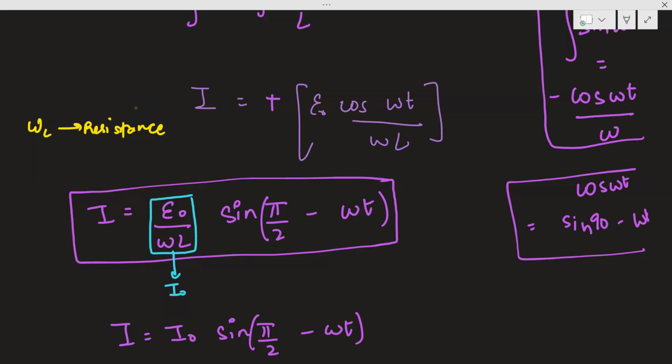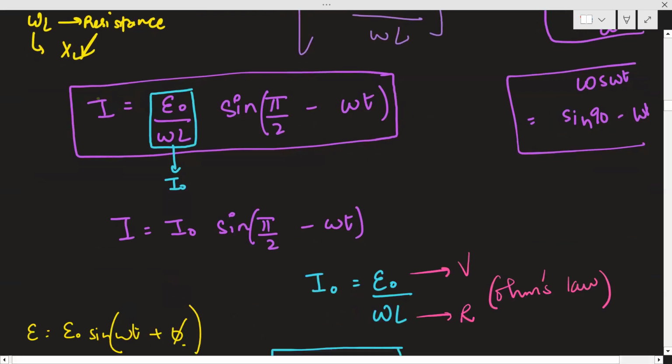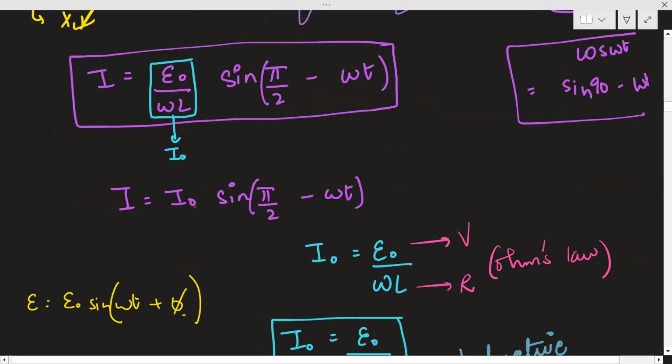If charges are present, then obviously resistance will be there. The resistance of that particular circuit is omega L, where L is the inductance, so I can replace this with XL, the inductive reactance. Omega L will provide the resistance. That resistance is termed XL, inductive reactance. XL is equal to omega L, which can be written as I naught.